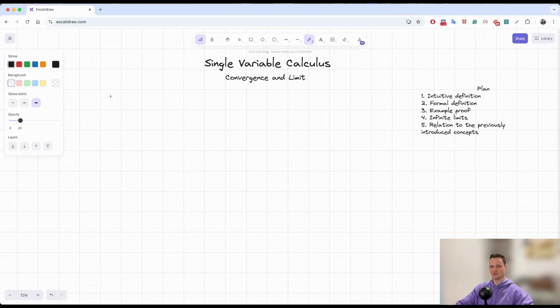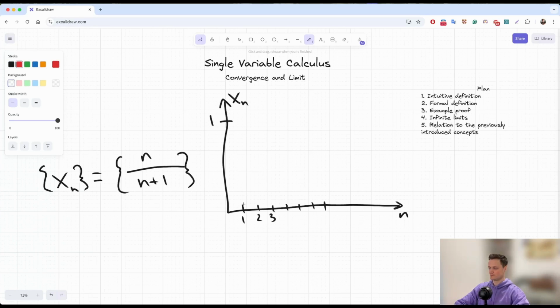Let us begin with an intuitive idea of what it means for a sequence to converge. Let's consider an example: x sub n, which is n divided by n plus 1. On the x-axis we have the index of an element, and on the y-axis we have the elements themselves. The first term would be 1 divided by 1 plus 1, which is 1/2. The second term would be 2 divided by 2 plus 1, 2/3. The third element will be 3 divided by 3 plus 1, 3/4, which is 0.75, and so on. So it will go further and further.